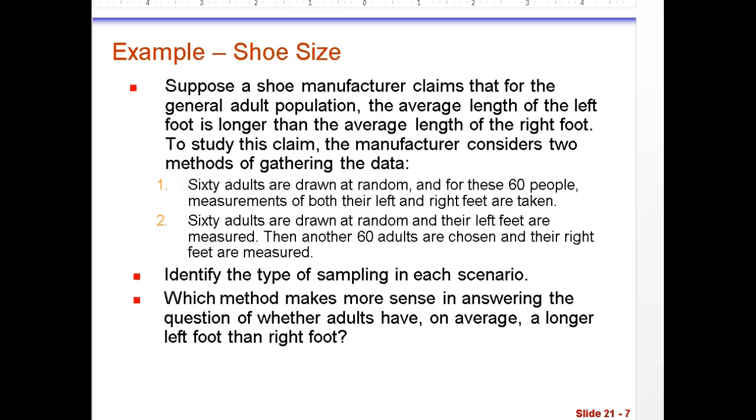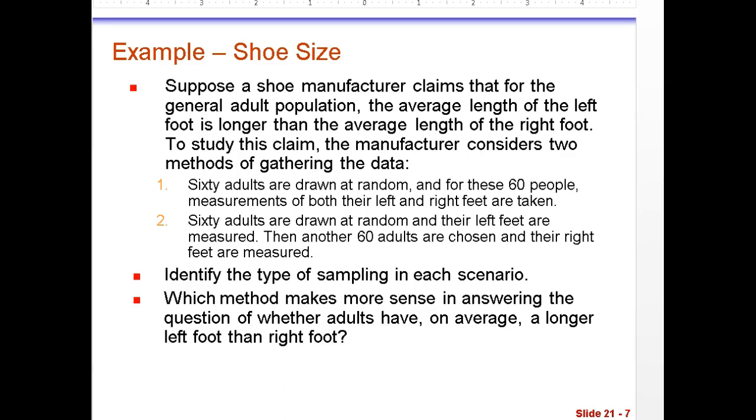Okay, let's look at this example of the shoe manufacturer. They claim that for the general adult population, the average length of the left foot is longer than the average length of the right foot. The manufacturer wants to gather data, and we have two possible scenarios here. The question really is, which method makes more sense? And we also know which of these methods is dependent and which is independent.